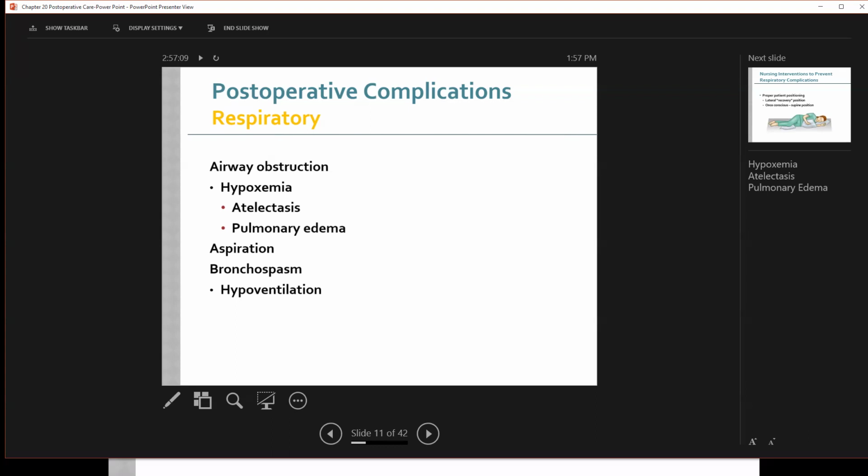Hypoventilation is a decreased respiratory rate or effort, and increased arterial carbon dioxide level. This may occur as a result of depression of the central respiratory drive secondary to anesthesia and/or use of opioids.